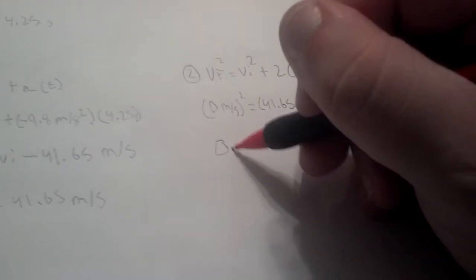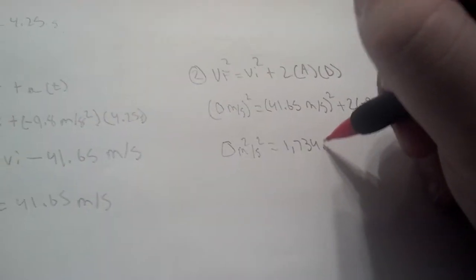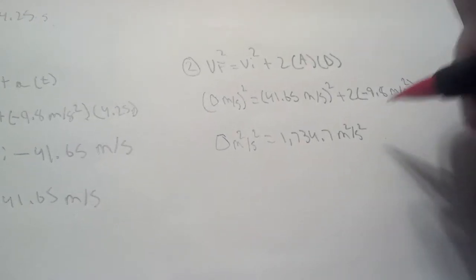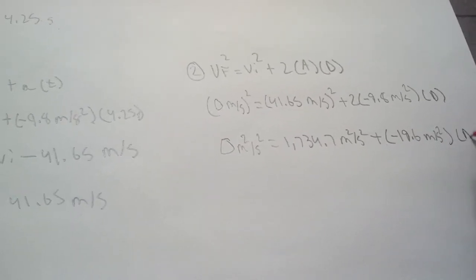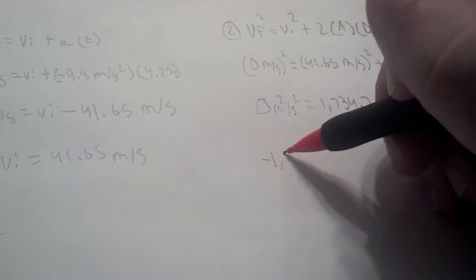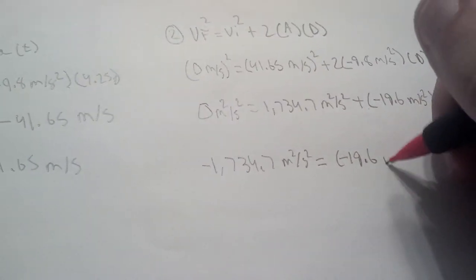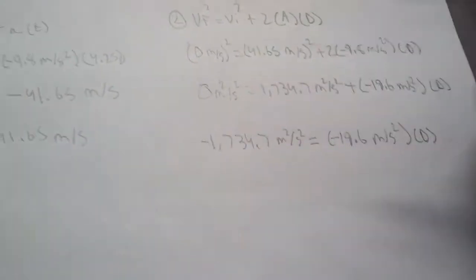Okay, so we're going to have 0 meters squared over second squared equal to 1,734.7 meters squared over second squared plus negative 19.6 meters per second squared times distance. So we're going to move the 1,734 to the other side, and we're going to have that equal to the negative 19.6 meters per second squared times the distance. And then to get distance by itself, you're just going to divide both sides by 19.6.